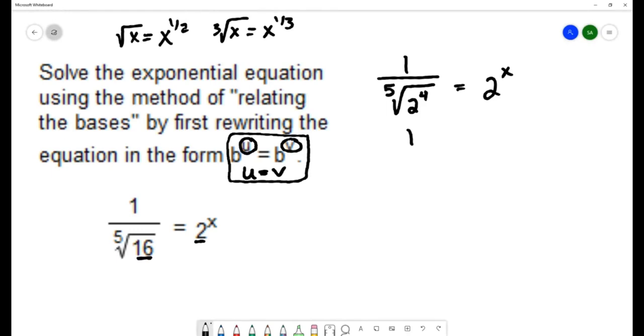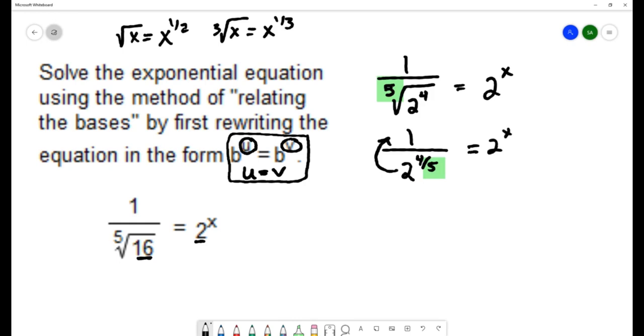So we have 1 over 2 to the 4/5. Because it's the 5th root, that's why I divide by 5 here. And then we have a property of negative exponents, which allows this base of 2 to be moved to the numerator.